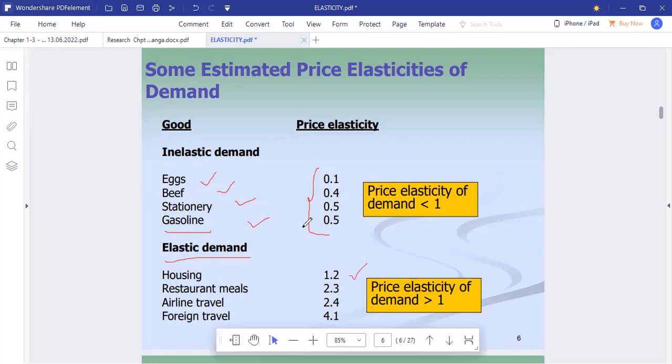go to low income earning residential areas, restaurant meals. When you have more money, you go to certain places that are what? Are affordable. Airline travel, okay, foreign travel. So these ones are elastic, they're sensitive. Even fuel.